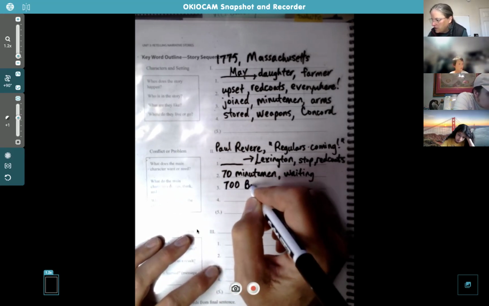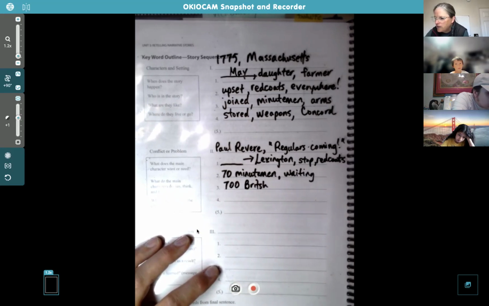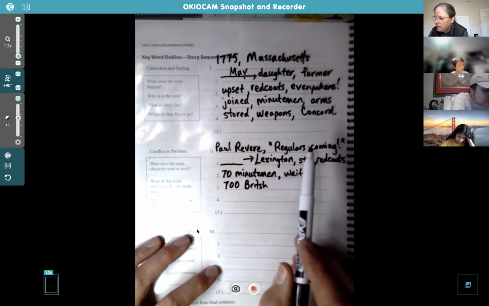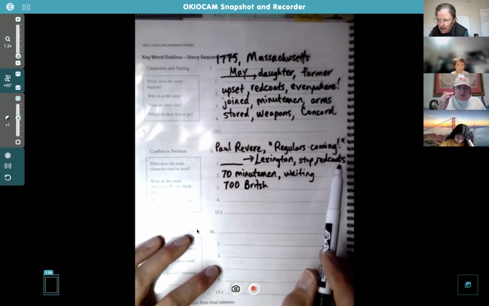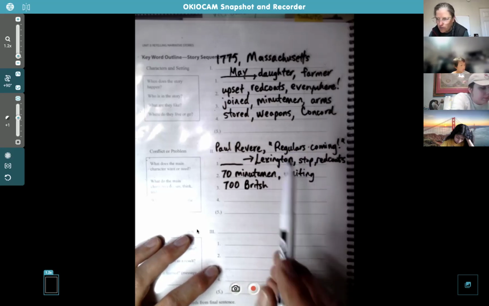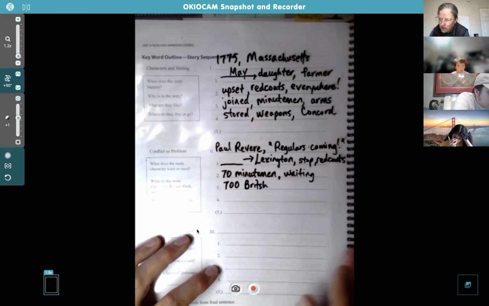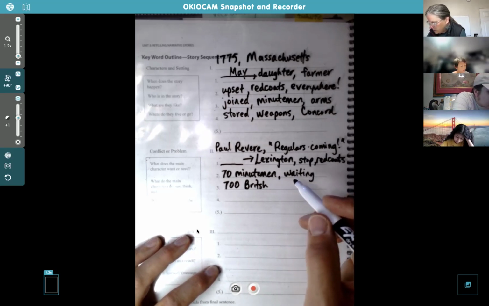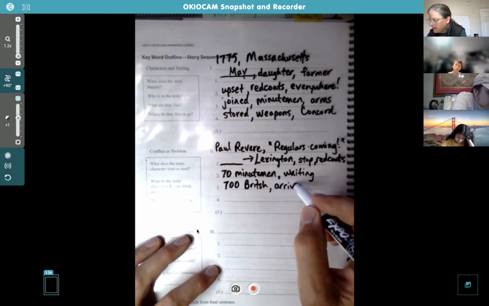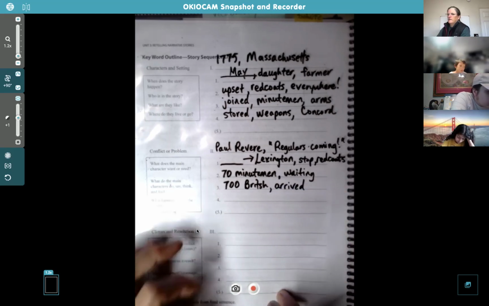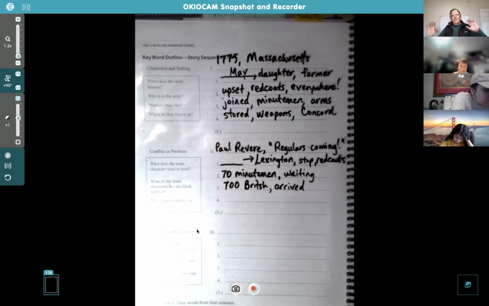700 British or redcoats. So notice I'm using different words like regulars, redcoats, and British. Those are all the same people. So if you want to keep it the same word, you can. If you want to change it up, I'm okay with that too. And they arrived, right? Because remember, the Minutemen went ahead of them and then they were waiting there. And then here come the British.